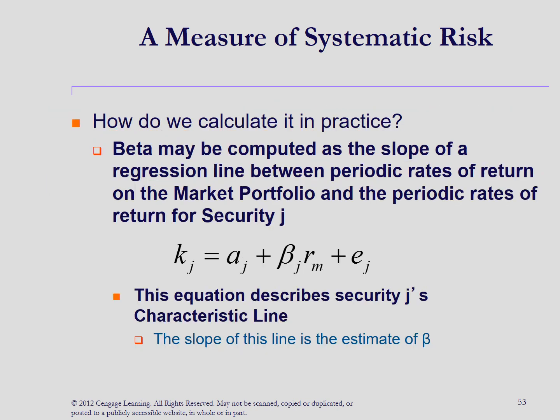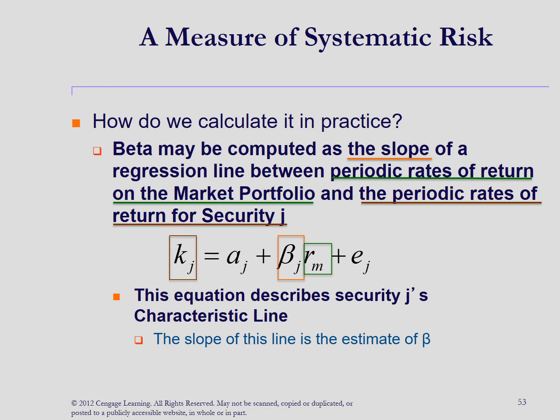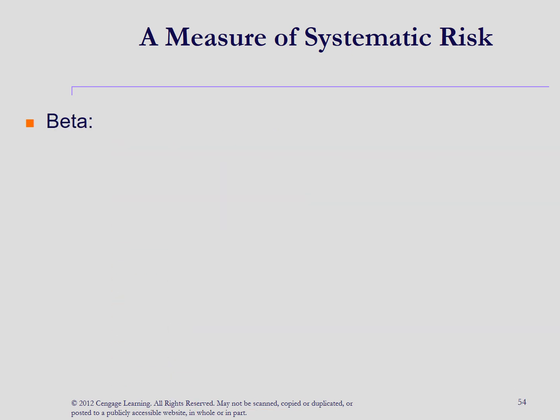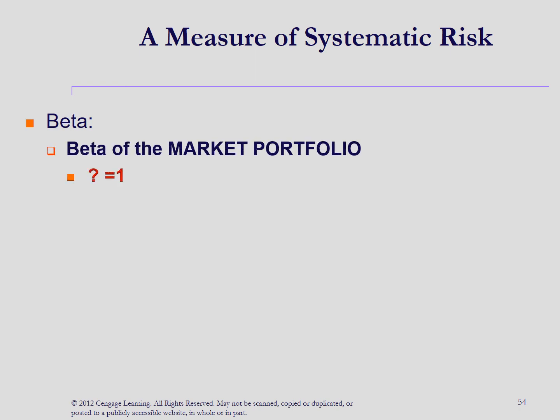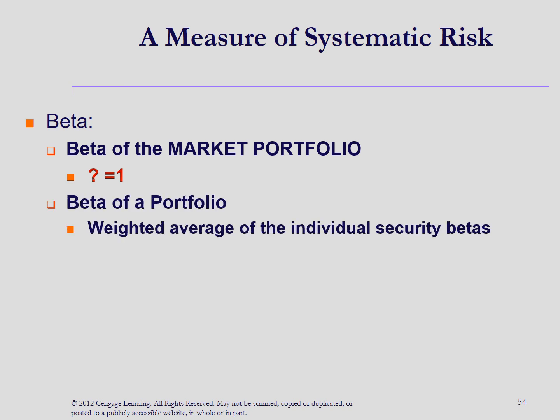In practice, we can compute beta as the slope of a regression line between periodic rates of return on the market portfolio and the periodic rates of return for security J. Without doubt, beta of a market portfolio is equal to 1. Beta of a portfolio, that is, portfolio beta, is a weighted average of the individual security betas.